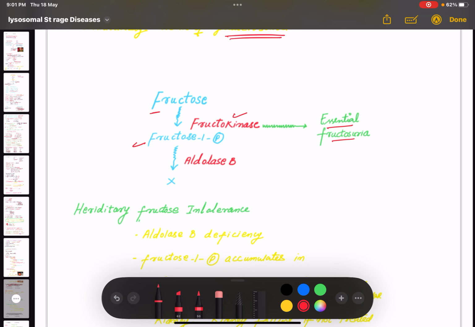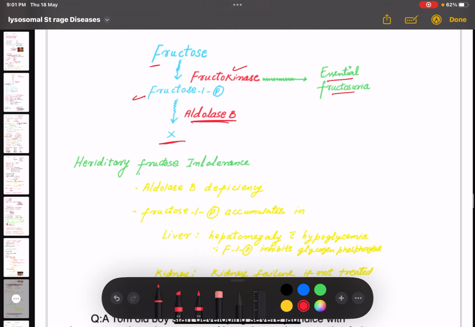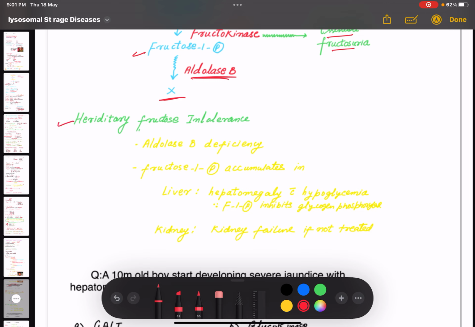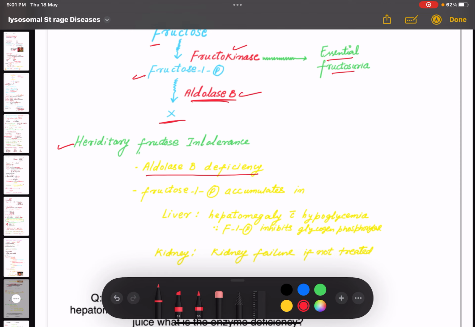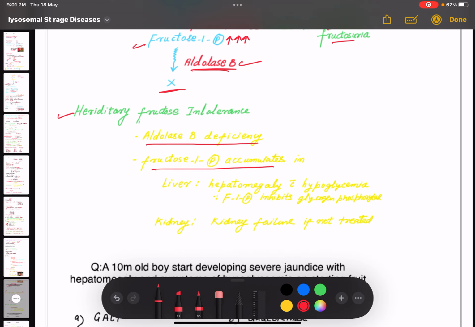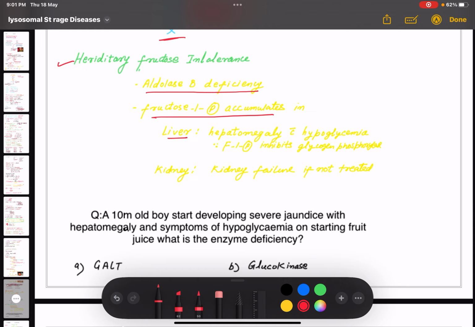This fructose 1-phosphate is going to be converted into another product, but the product is not important. What you have to remember, the enzyme is very important, and the enzyme is aldolase B. See guys, there is a condition which is known as hereditary fructose intolerance. It is due to deficiency of aldolase B. What is going to happen if this enzyme is deficient? This substrate will accumulate. That is, fructose 1-phosphate will accumulate. Where is it going to accumulate? It will accumulate inside the liver. Once it accumulates inside the liver, the patient will be having hepatomegaly with hypoglycemia.